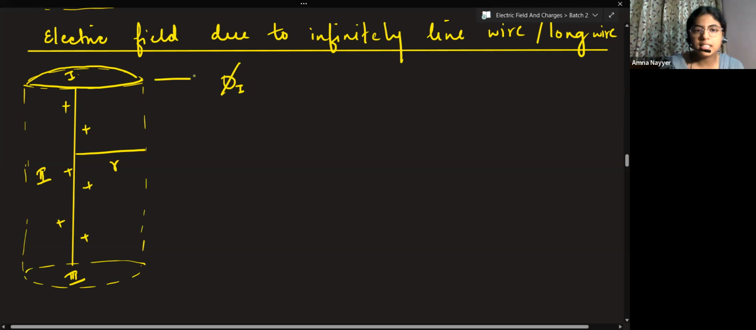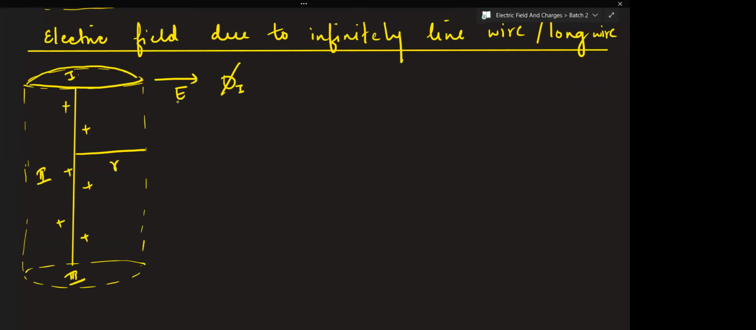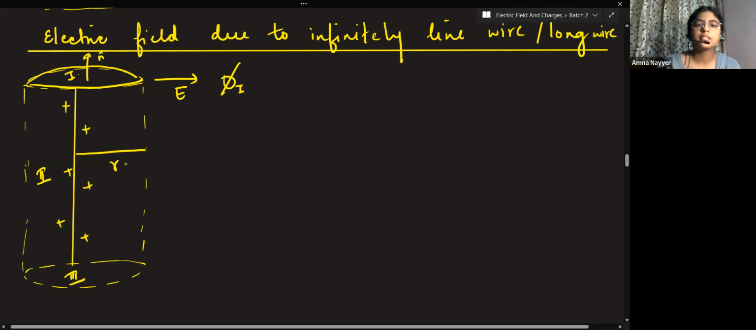If I say this is the direction of electric field, now what will be the angle between the area vector of the first surface and the electric field? 90 degrees. Why? See, n cap will be over here. Electric field is directed towards the positive x-axis. So electric field and area vector are making an angle of 90 degrees.